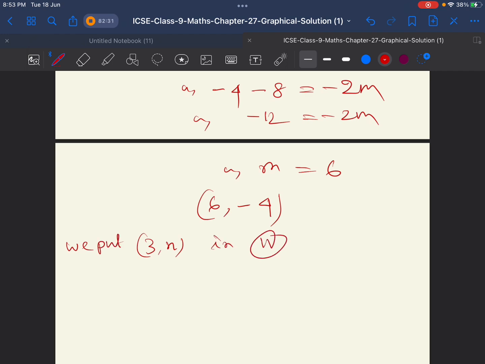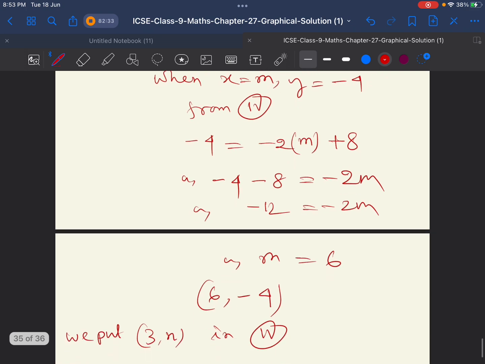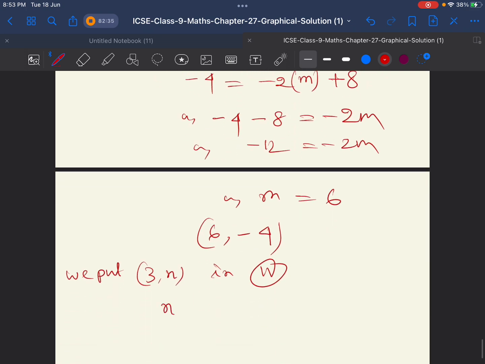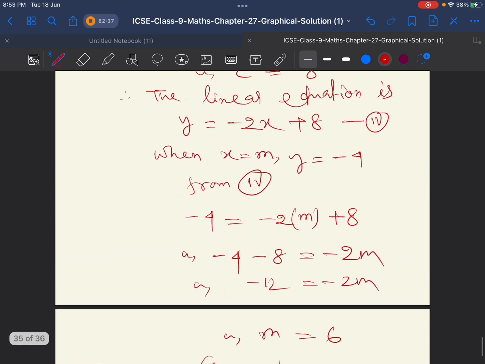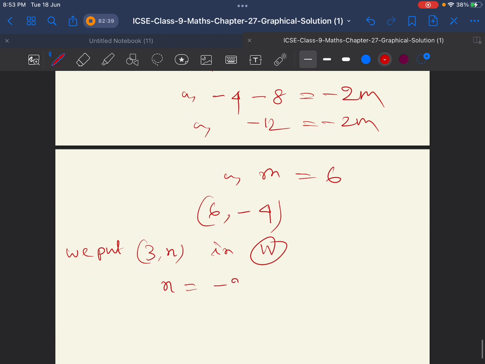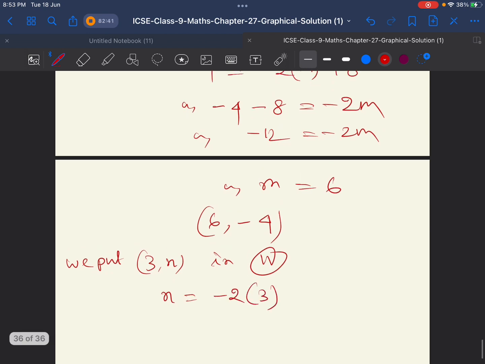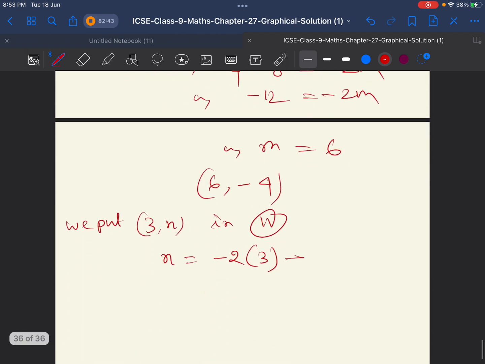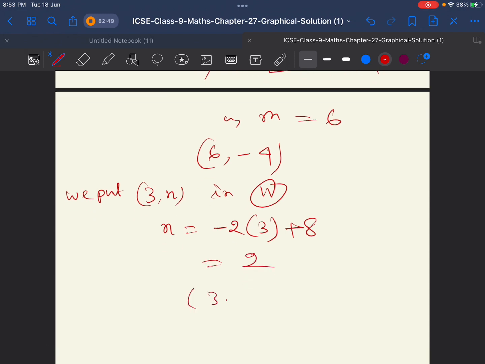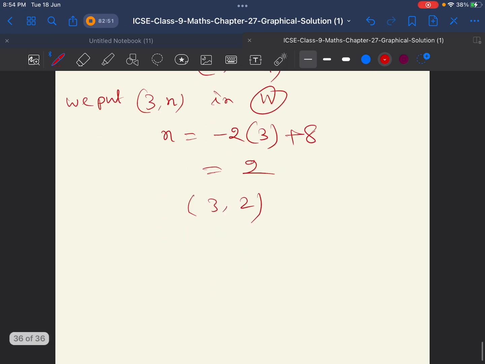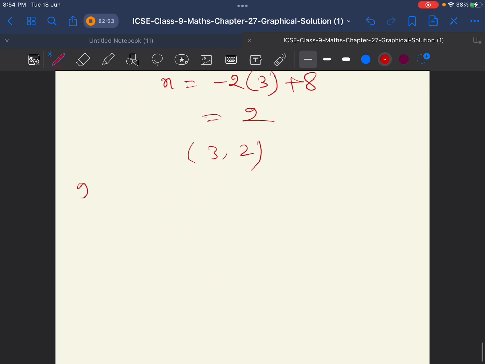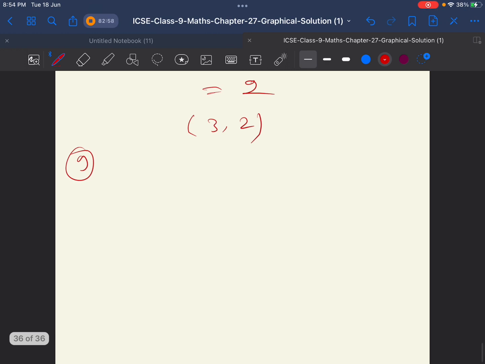Now we put 3, n in equation 4, then we get y equals n and x is here 3, so n equals 6 minus 6 plus 8, n is 2. So this point will be 3, 2.